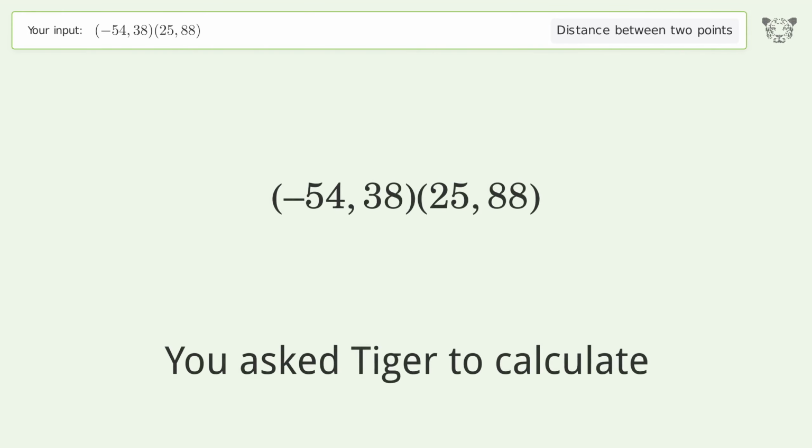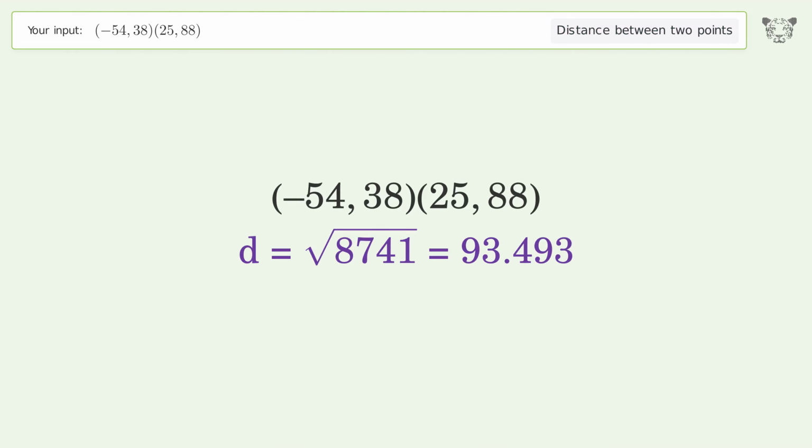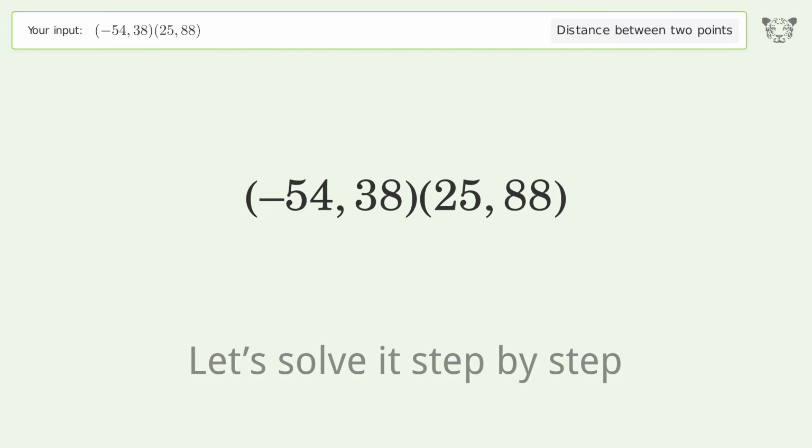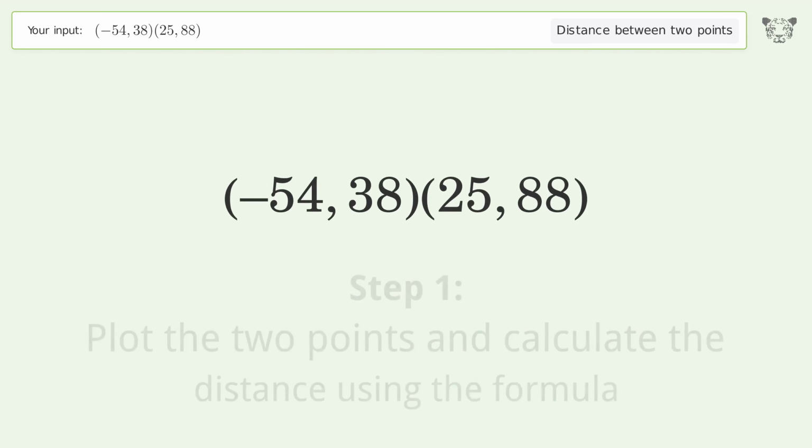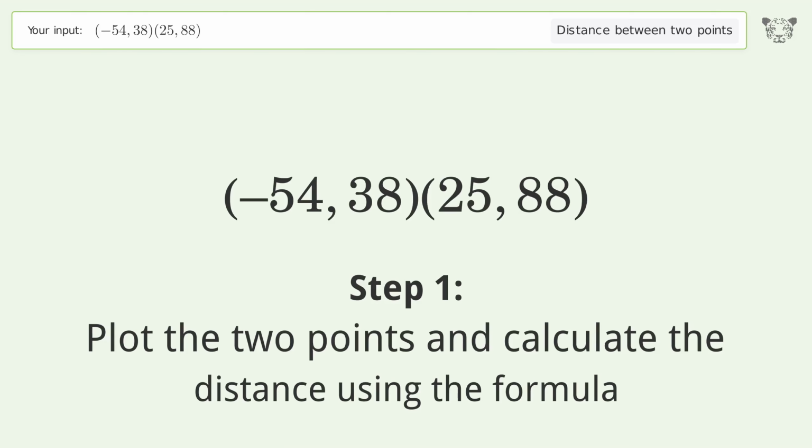You ask Tiger to calculate. This deals with the distance between 2 points. The distance between the 2 points is the square root of 8,741 or 93.493. Let's solve it step by step. Plot the 2 points and calculate the distance using the formula.